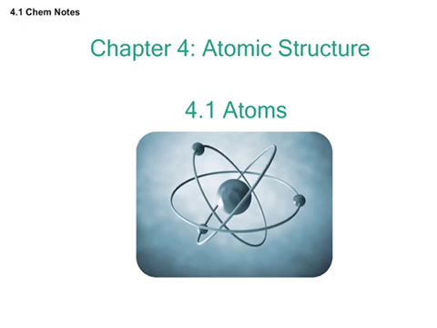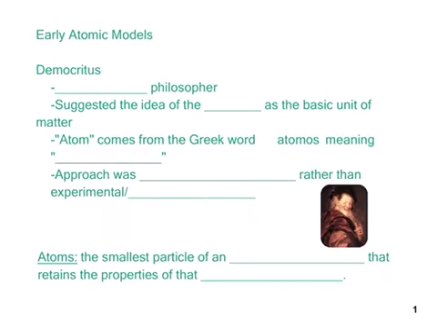Chapter 4 is all about atomic structure. So we're going to start off with looking at the early atomic models. One of the first people to influence this thought was a guy by the name of Democritus, and he was a Greek philosopher, and he suggested the idea of the atom as the basic unit of matter.